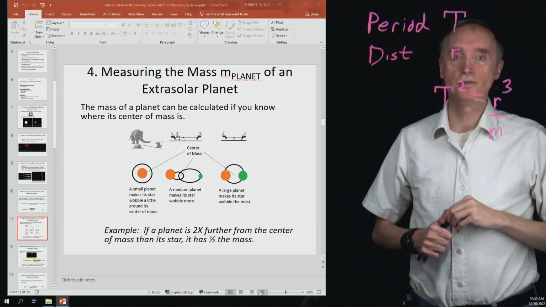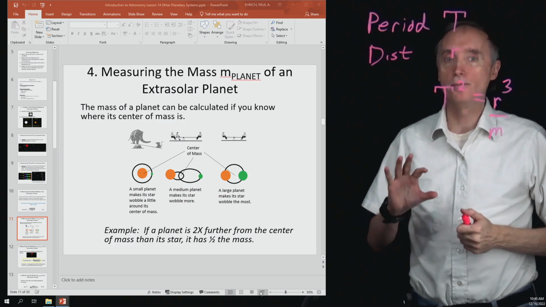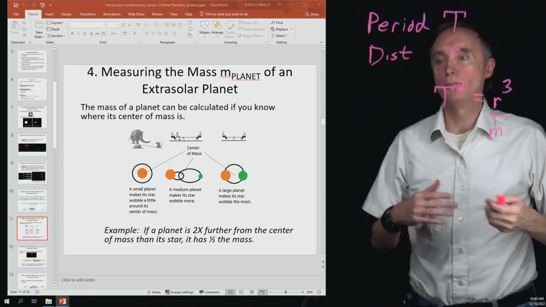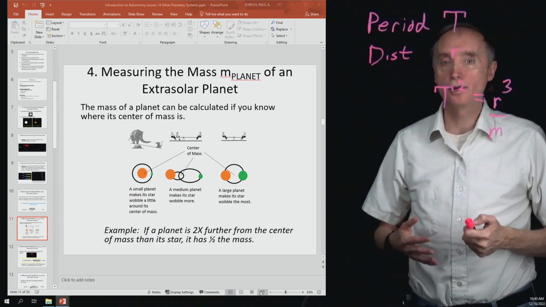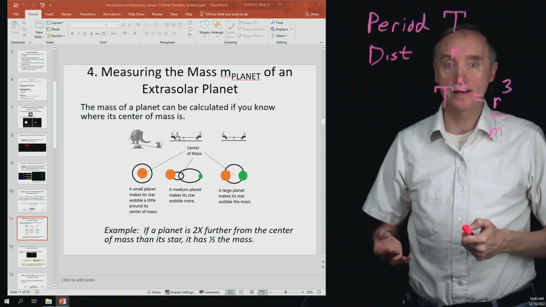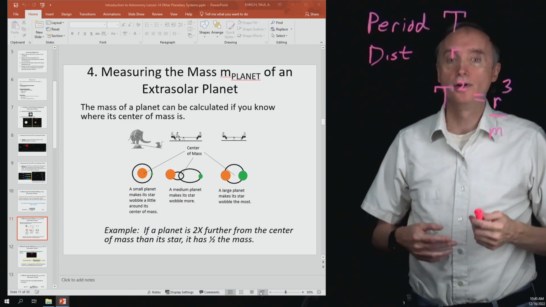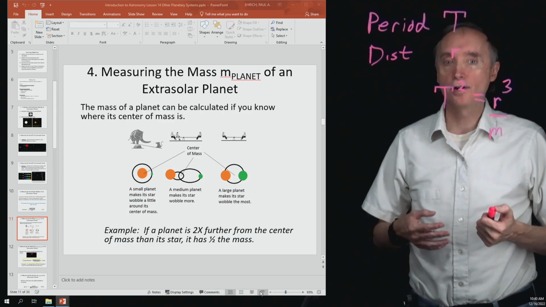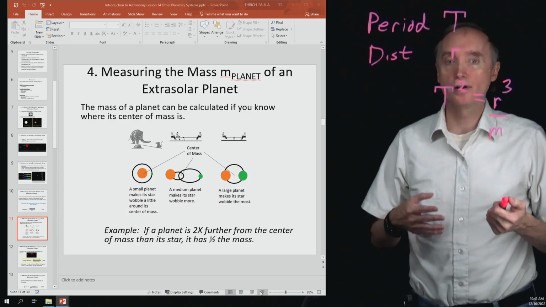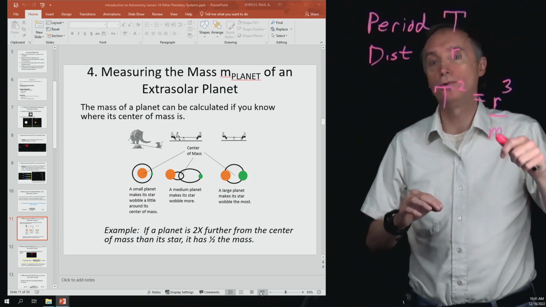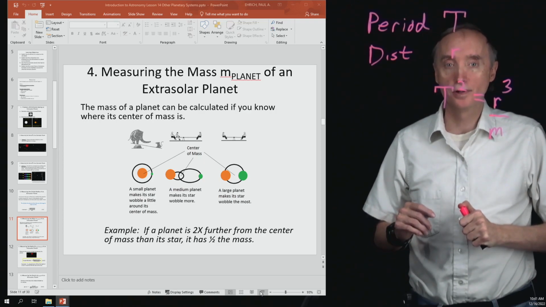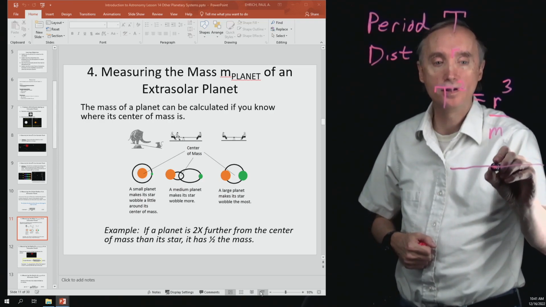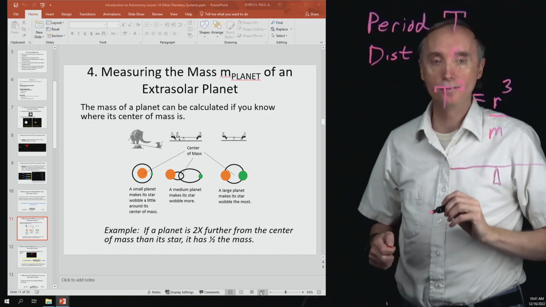Okay, the next thing that we're going to do is measure the mass of the planet. And in order to do this, we're going to go back to the concept of center of mass, so that by knowing where the center of mass is, we can figure out the mass of that planet, again, if we know the mass of the star. So let's go back to our teeter-totter thing here. So here's the pivot point. That would be the center of mass.